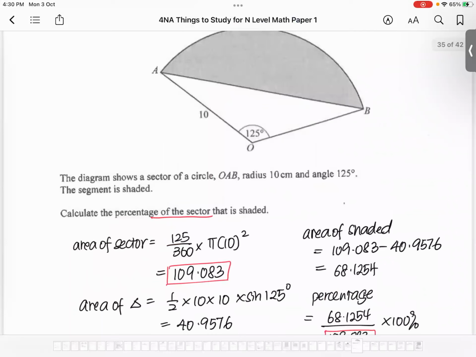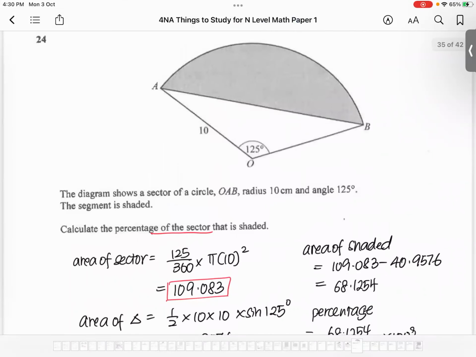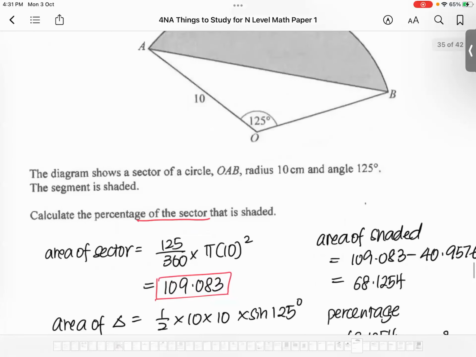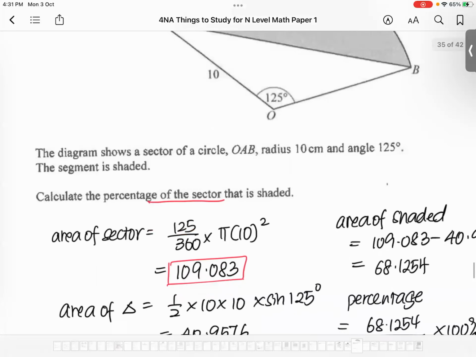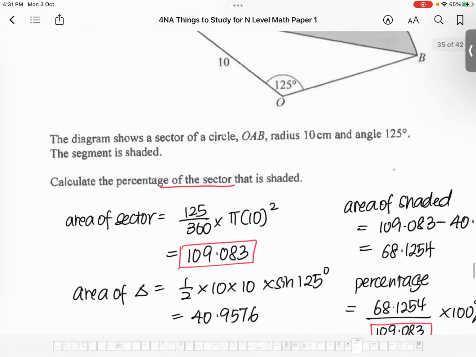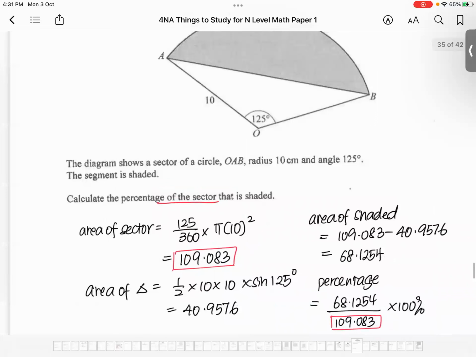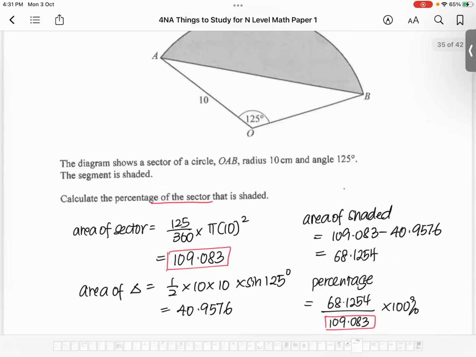Next question, sector. This one, percentage of sector, I just recall the formula: theta over 360 times, if it's arc length, pi r, 2 pi r, or pi d. If it's area, pi r squared. So in this case, I find the area of the whole sector. Then I need to minus the area of the triangle. Make sure you check your calculator. Is your calculator in degree mode?